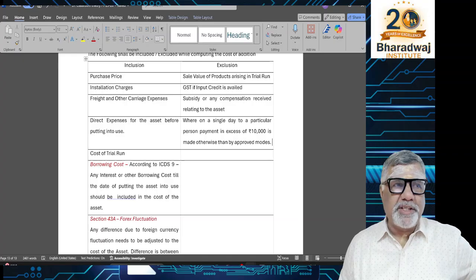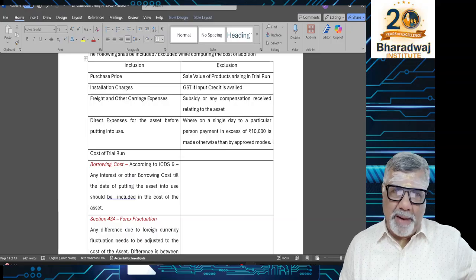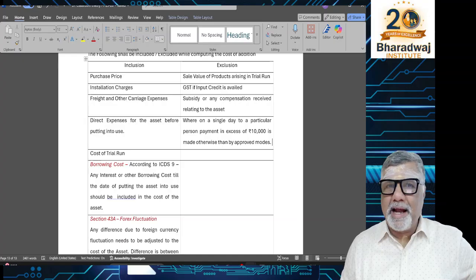If I am purchasing an asset for 1,40,000, of that 40,000 I have made advance payment by bearer cheque, remaining 1 lakh by account payee cheque. Asset value for income tax purposes is only 1 lakh and not 1,40,000.